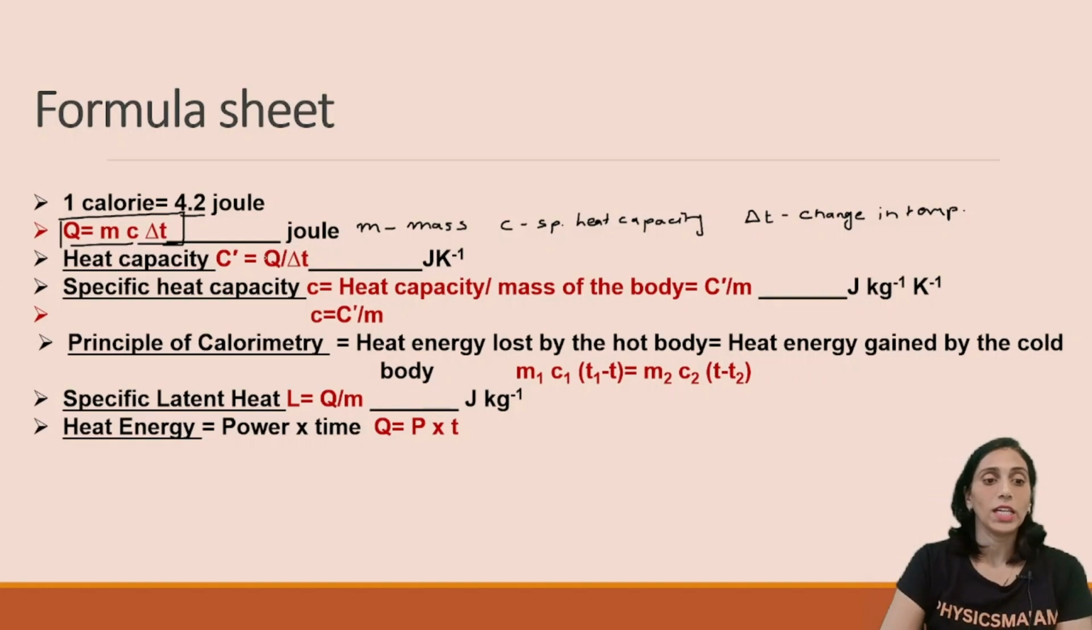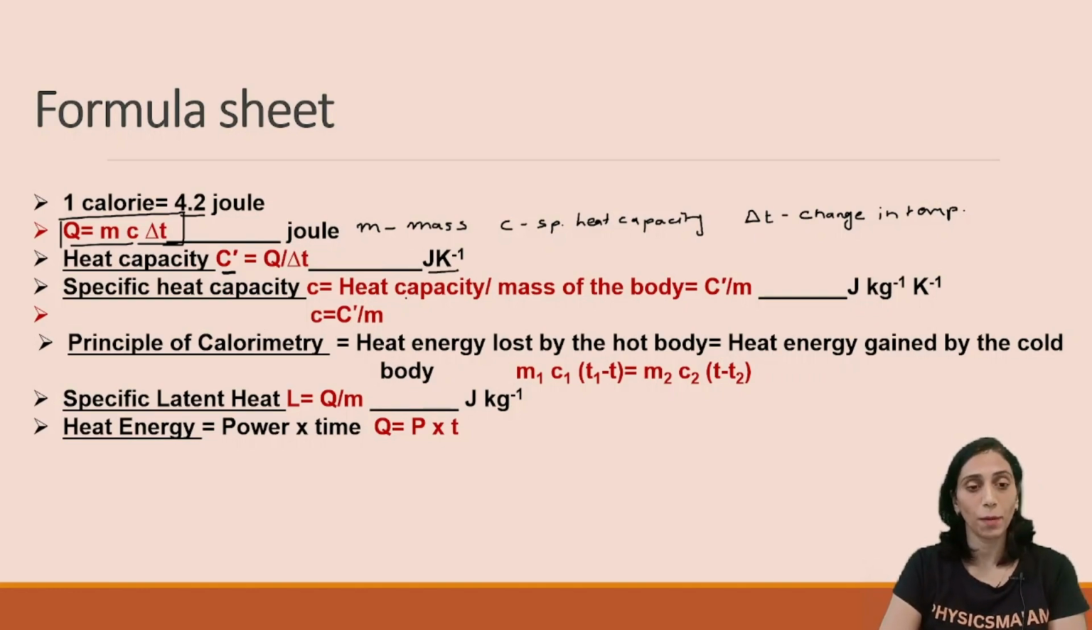Clear? Okay. Now heat capacity, which is denoted as capital C dash. So heat capacity C dash is equal to Q by delta T, or Q divided by delta T. And it is measured in joule per Kelvin. This is the SI unit for heat capacity. There are other units also which you can use, but the SI unit is joule per Kelvin. Why joule per Kelvin? Because Q, your heat energy, is measured in joule and delta T, change in temperature, is measured in Kelvin. So joule per Kelvin.